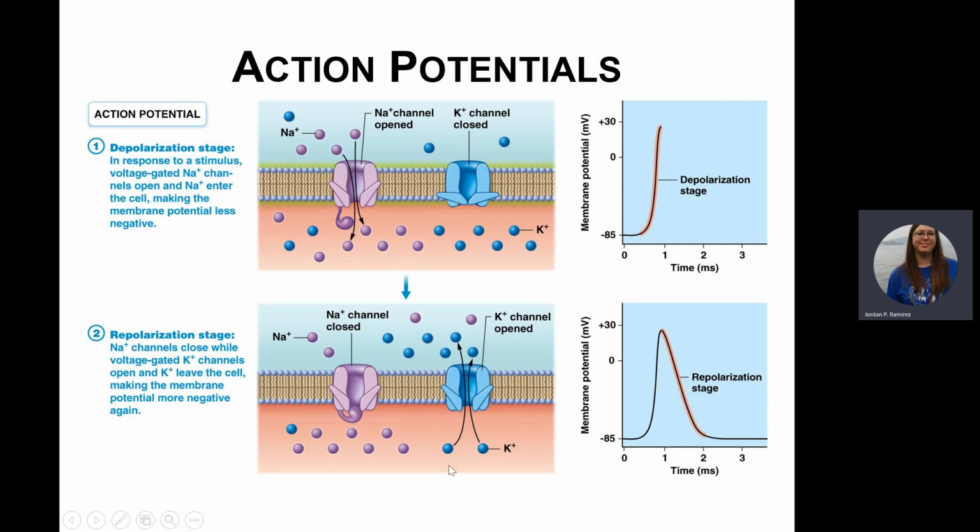Potassium is at a real high concentration inside the cell versus outside. So what's it going to do? It's going to follow its gradient and go outside the cell. Potassium is also positively charged, it's a cation. So it's going to leave the cell. When you have positive ions leaving the cell, you become more and more negative. So potassium ions leave the cell, making the membrane potential more negative again, all the way down to negative 85 millivolts. Okay.